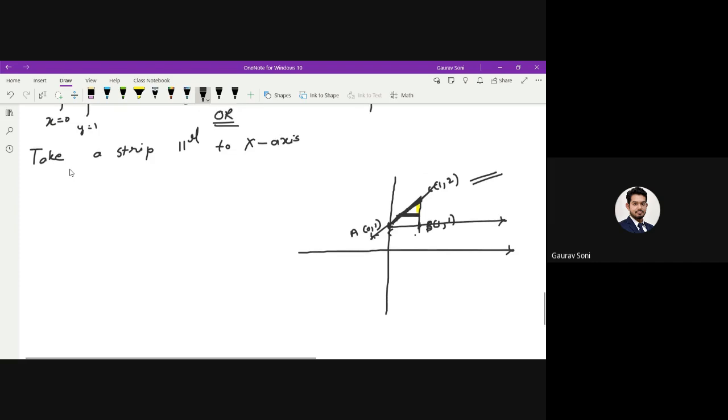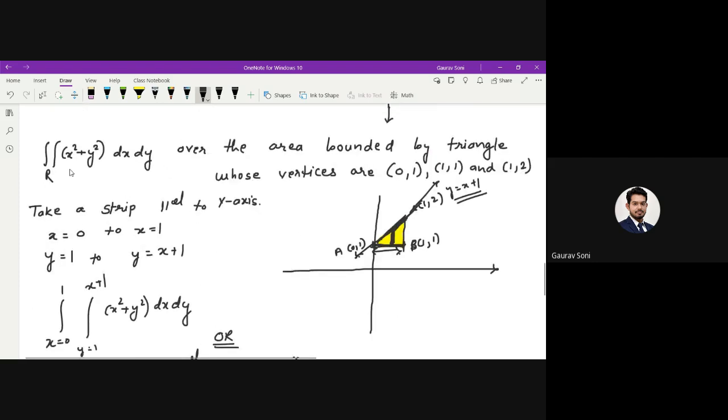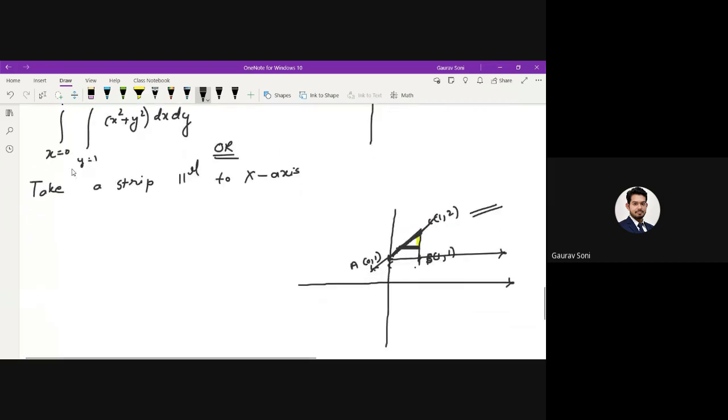When the strip was vertical, you moved it horizontally to cover your region. Now it is horizontal. How can you move the strip now? It will move vertically. From where to where? y equals 1 to y equal to 2. Exactly. Parallel to the x-axis, we'll have y equal to 1 to y equal to 2. What is the left hand side limit of your strip?